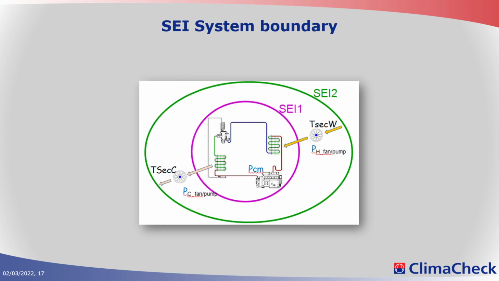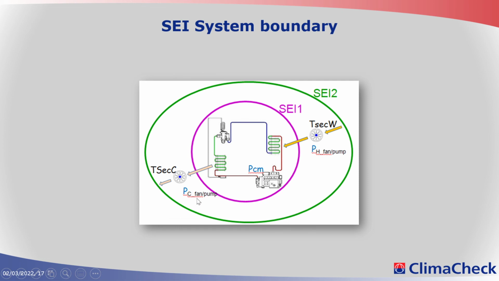Now, we've been talking about the main 4 components of the SEI. In that case, we have the compressor, condenser, evaporator, and expansion valve, and this is represented by SEI 1. If we include a further boundary, then we have SEI 2. And in this case, we have pumps and fans.